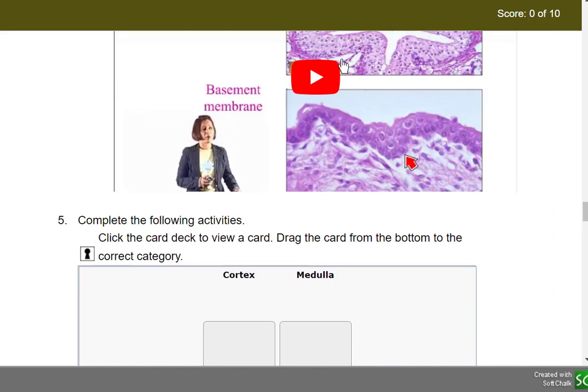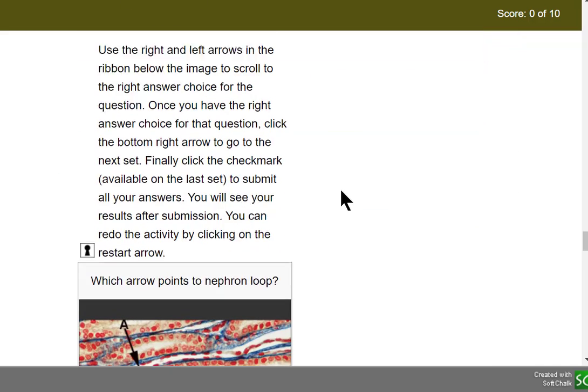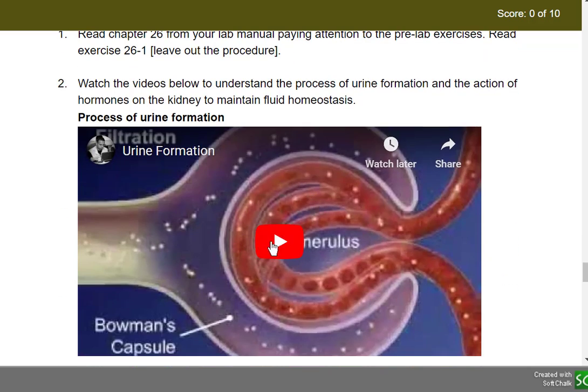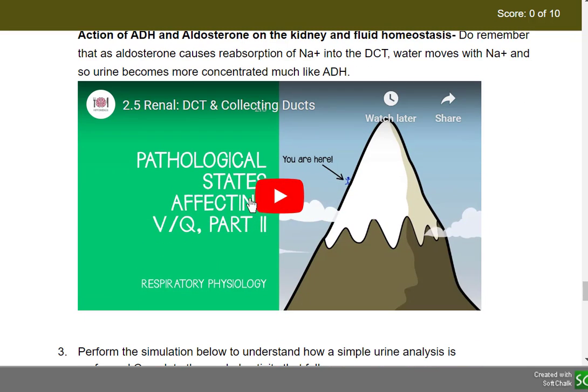So this is the video on the histology, and you will look at how urine is formed. This gives a good idea of reabsorption and filtration. And here we are looking at the action of aldosterone and ADH. It talks mainly about ADH, but aldosterone acts a little bit similar. It basically reabsorbs sodium, but water moves with it. So, again, urine becomes concentrated.